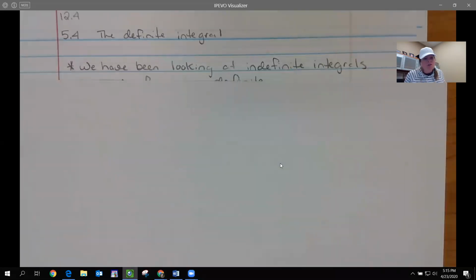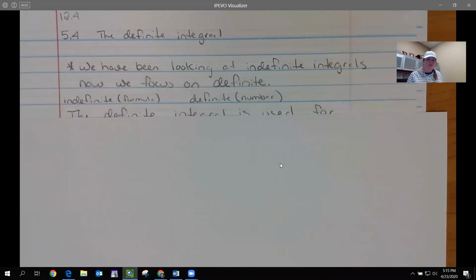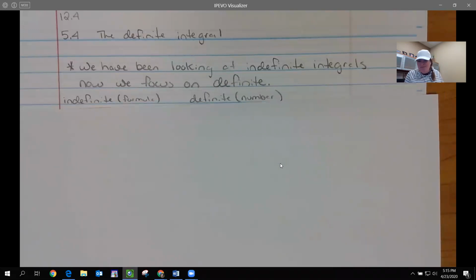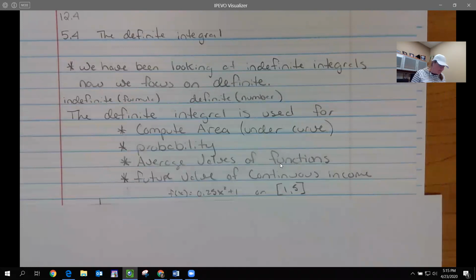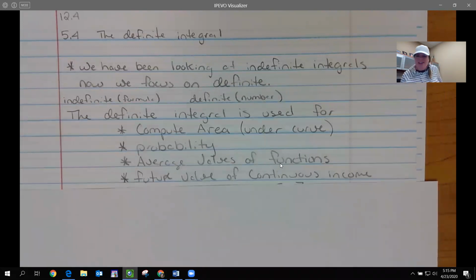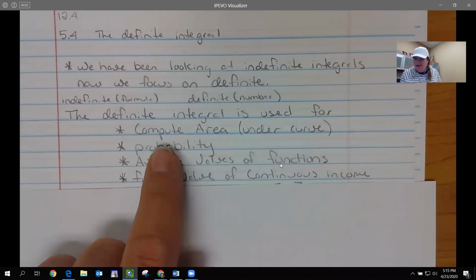So we're going to do the definite integral, and the difference is we've been doing what we call the indefinite integral, and that's like a formula. Now we're going to start our idea of the definite integral, which our answer is a number. The idea of this is we're going to be looking at what we call the area under the curve.